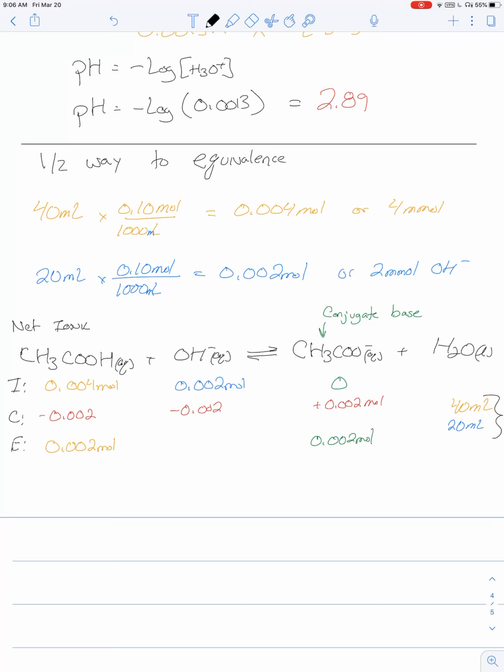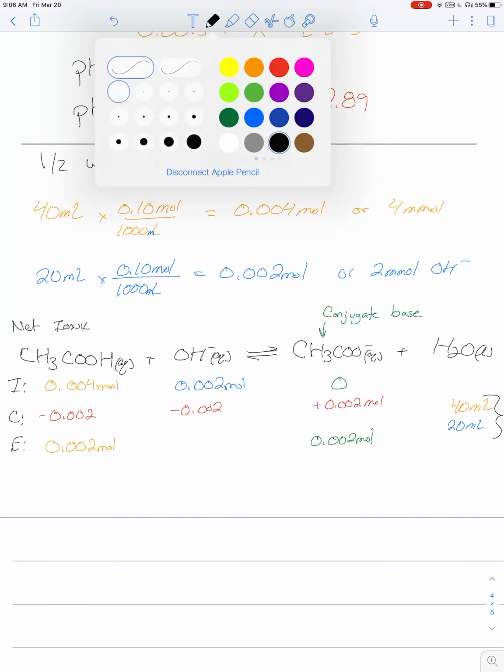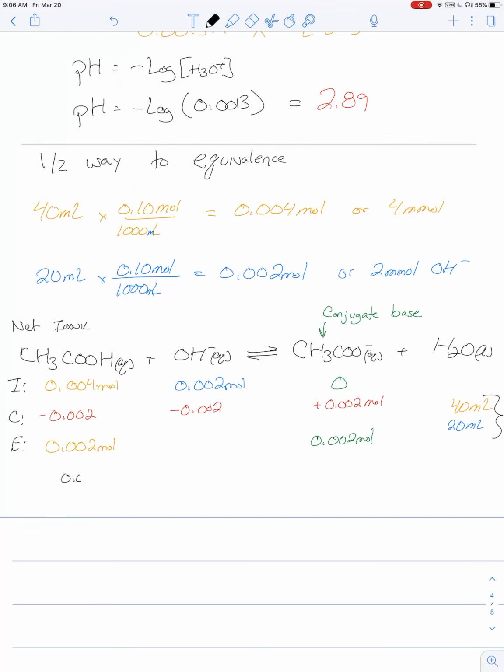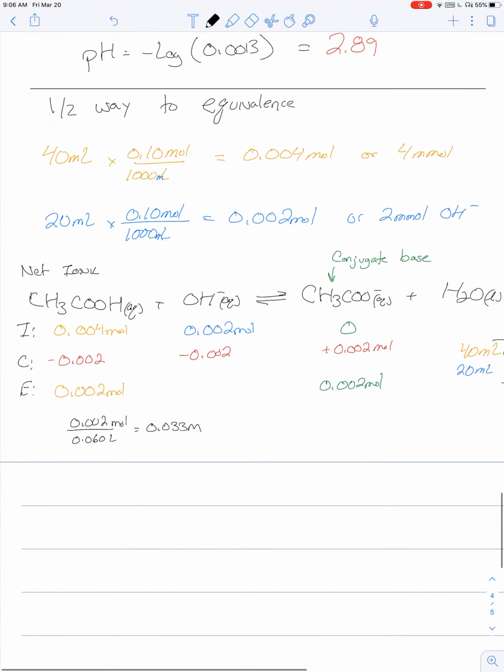Well, what is the new concentration? New concentration for these: 0.002 divided by 0.060, because those are moles and those are liters. That gives us 0.033. But they're in the same container, so they're going to have the same concentration.